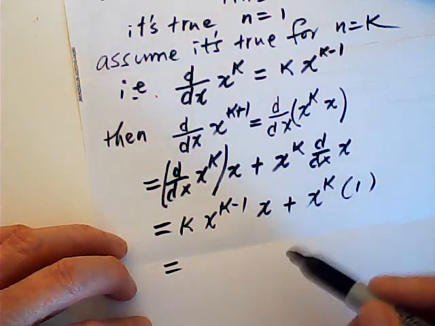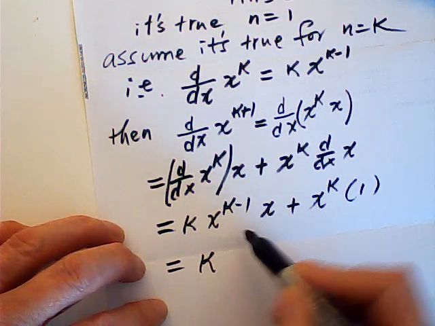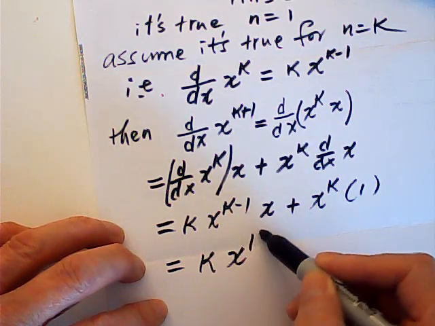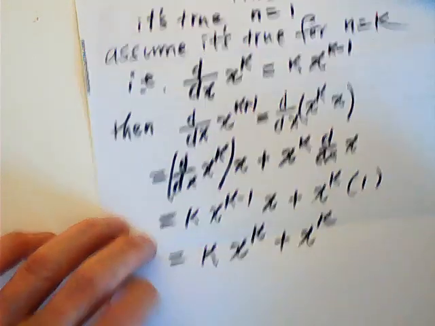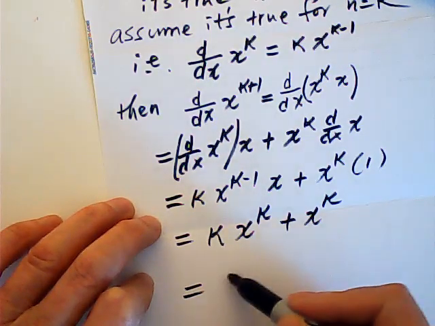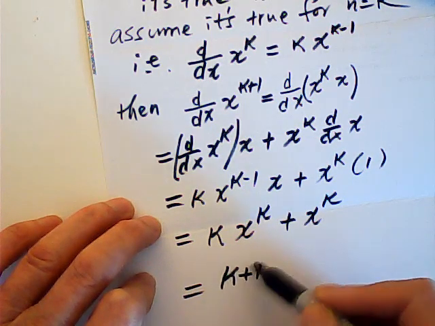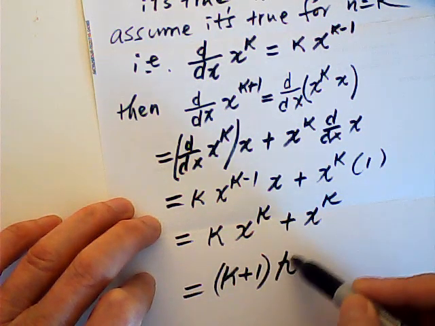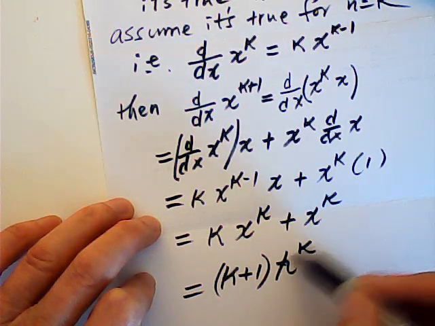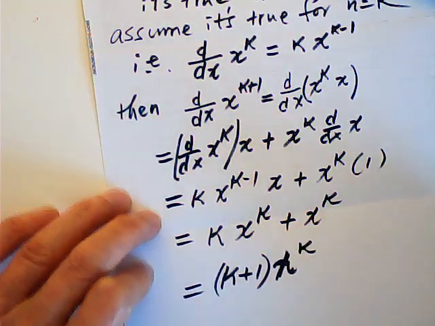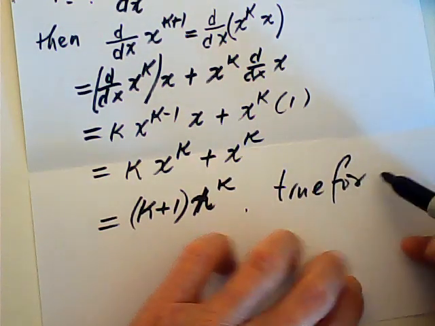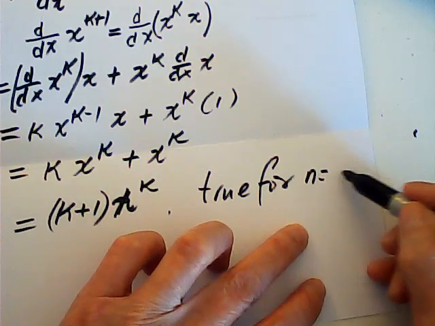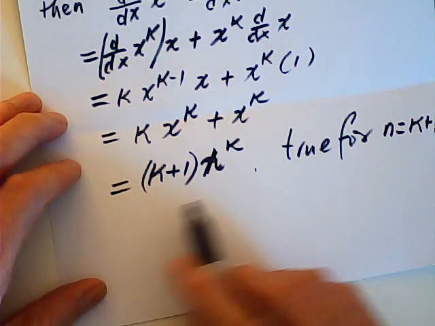So we have k times x to the power of k, plus x to the power of k. So this one is equal to k plus 1 times x to the power of k. So that means that it is true for n equal to k plus 1.